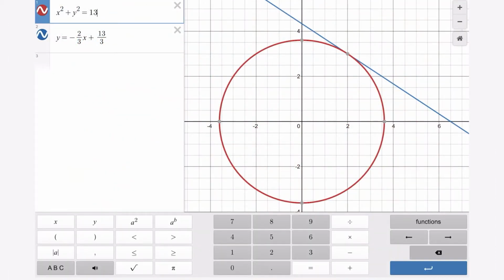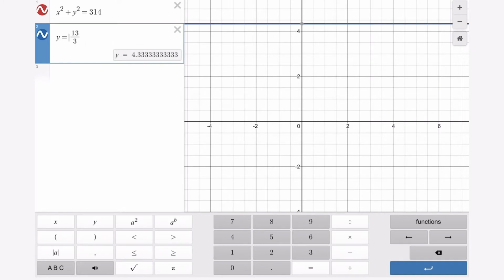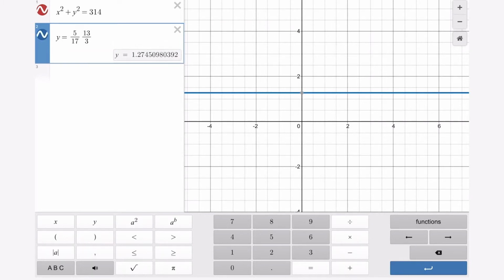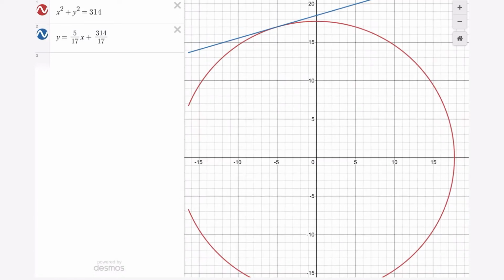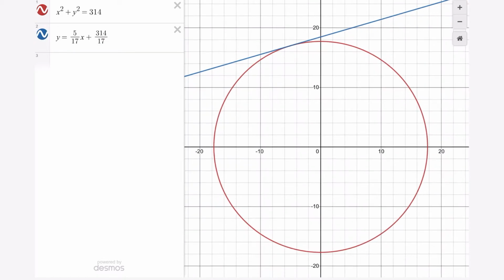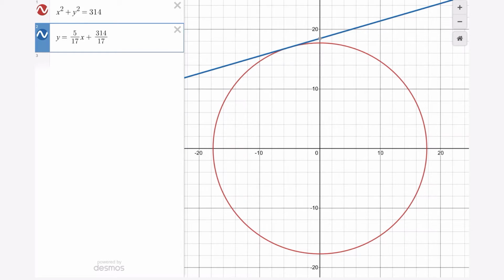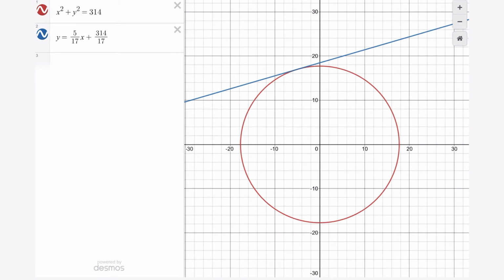So x squared plus y squared equals 314, and the equation that we had here was 5 over 17 x plus 314 over 17. Let's just delete this, and hopefully when I zoom out, we've got it all just right. Yeah, so we've got this part here, we've got the minus 5, 17, which was the coordinates of Q, and we have got them intersecting at that point there, so it is a tangent. We've definitely done that whole part right.